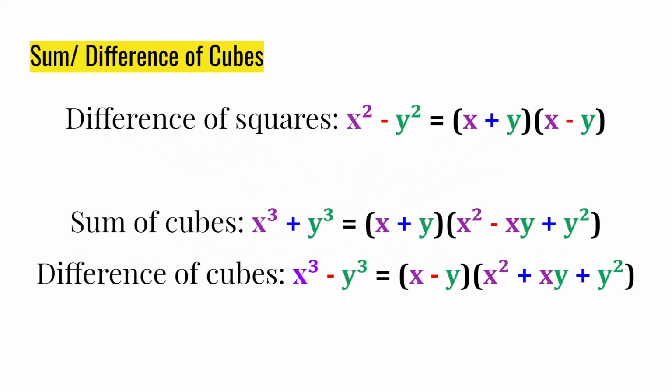Now, remember that we have learned the difference of squares before, which tells us x squared minus y squared will have the form of (x plus y) multiplied by (x minus y). So here we are introduced to two more new rules, which are the sum of cubes and the difference of cubes. Now, the sum of cubes has a general formula of x cubed plus y cubed equals (x plus y) multiplied by (x squared minus xy plus y squared). And the difference of cubes has a formula of x cubed minus y cubed equals (x minus y) multiplied by (x squared plus xy plus y squared).